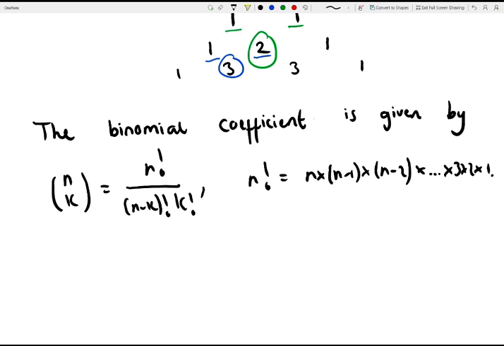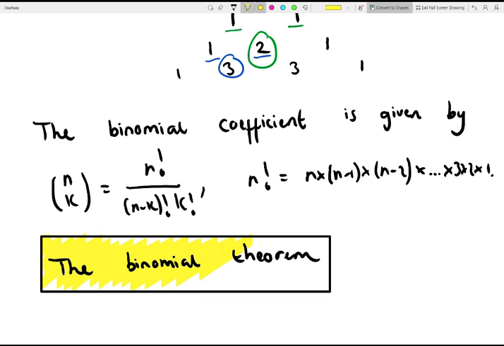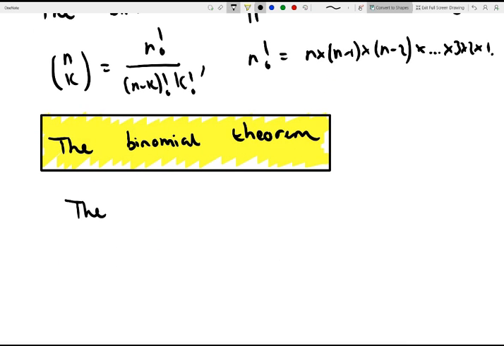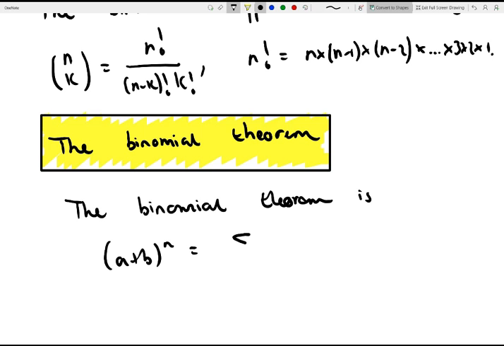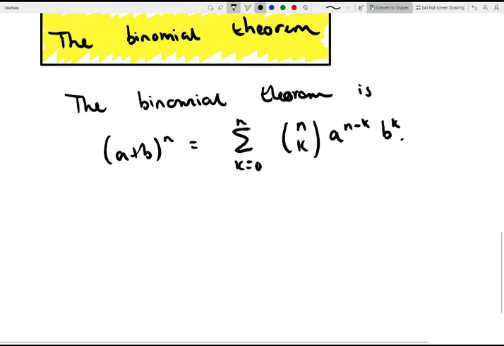Now let's move on and discuss the binomial theorem. So the binomial theorem is the following: a plus b to the power of n is the sum from k starting at 0 to n of n choose k multiplied by a to the power of n minus k and b to the k, and of course a and b here are interchangeable. And let's jump into an example.